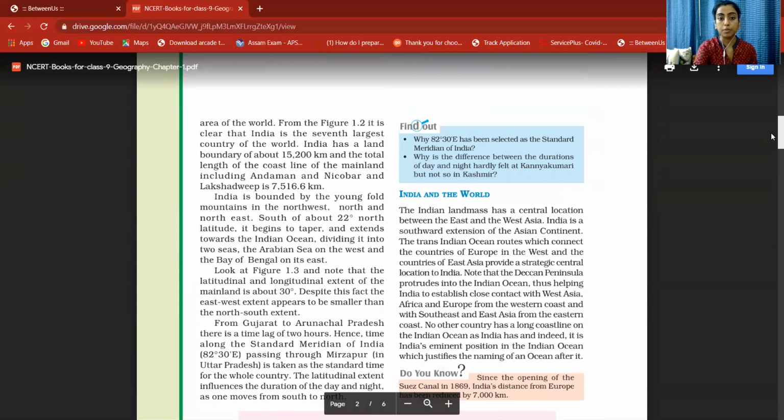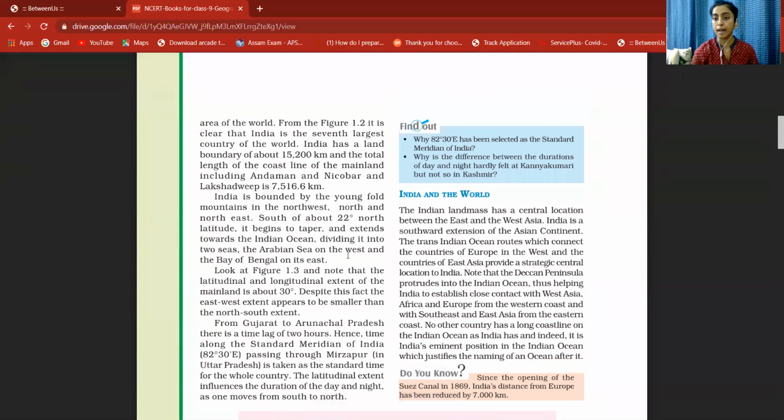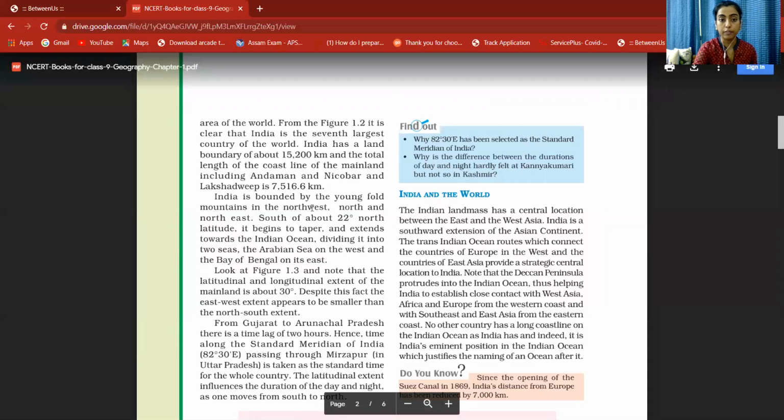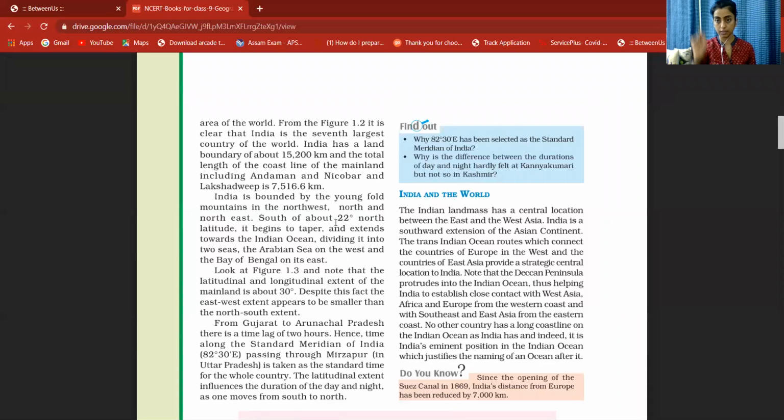Now, let's come to the land boundary. What is the land boundary of India? So, the land boundary of India is about 15,200 kilometers, all right? And the coastline of India, you understand, towards the south, that is the coastline. And the length of the coastline is how much? Including Andaman and Nicobar Island and Lakshadweep, the coastline is 7,516.6 kilometers.